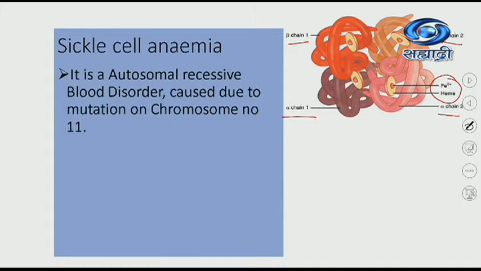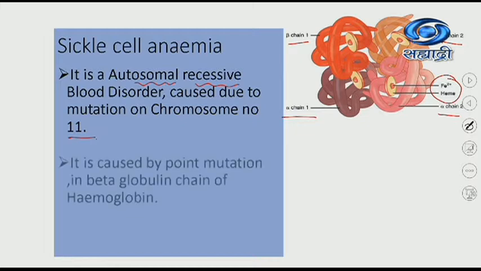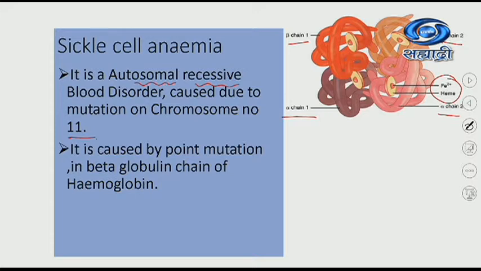Sickle cell anemia is an autosomal recessive blood disorder caused due to mutation on an autosome, chromosome number 11. Autosomal, I will again explain in the next slide, what is an autosome, which is responsible for somatic characters. This sickle cell anemia is caused due to mutation on chromosome number 11 and it is a recessive disorder. Recessive traits are shown only if in homozygous condition. It is caused due to point mutation, a very important term.